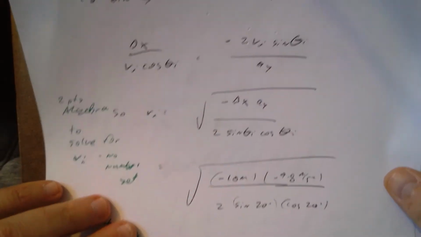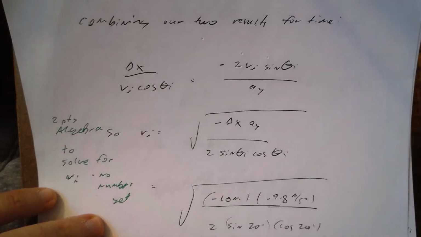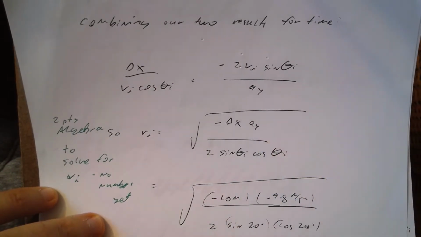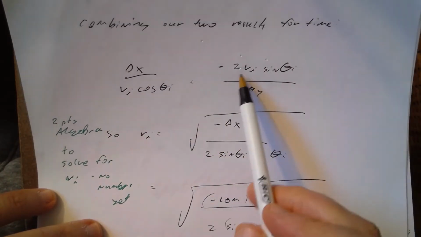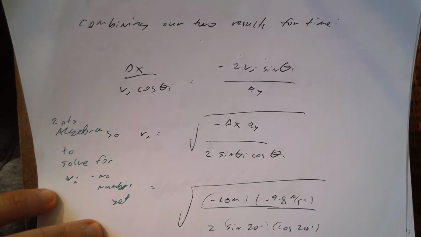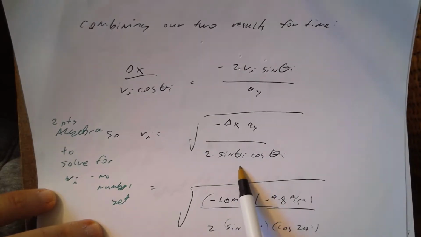And what you can see is we've eliminated the unknown time. If we found something from both the x and y equations, we solve for time and set them equal. So now the only unknown is the initial speed vi, and what we can do here is cross multiply these fractions, and you'll find this expression.